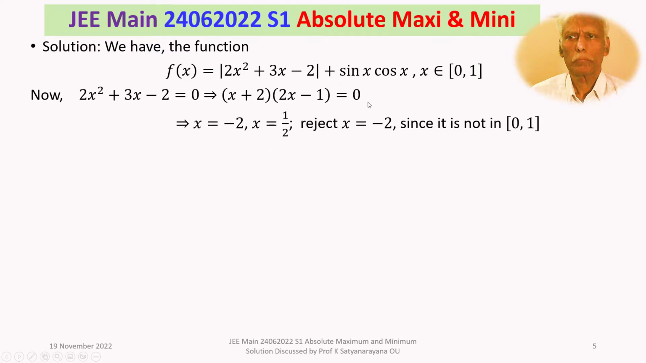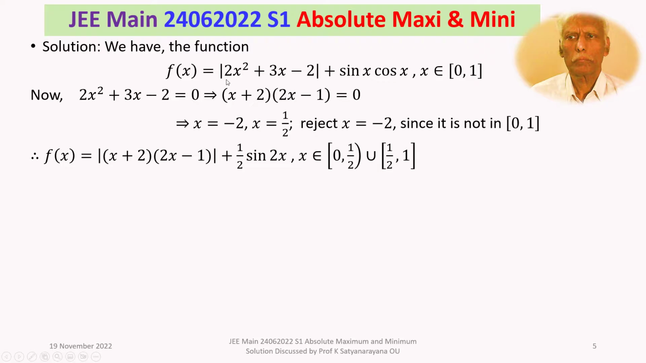And why are we doing this? To know where the sign is changing for this function 2x square plus 3x minus 2. So sign changes take place in 0 to 1 by 2, 1 by 2 to 1. So now f of x is equal to, with this factorization, mod of x plus 2 into 2x minus 1 plus sin x cos x, which is 1 by 2 sin 2x. x belongs to 0 to 1 by 2, 1 by 2 open, 0 is closed, union closed interval 1 by 2 to 1.